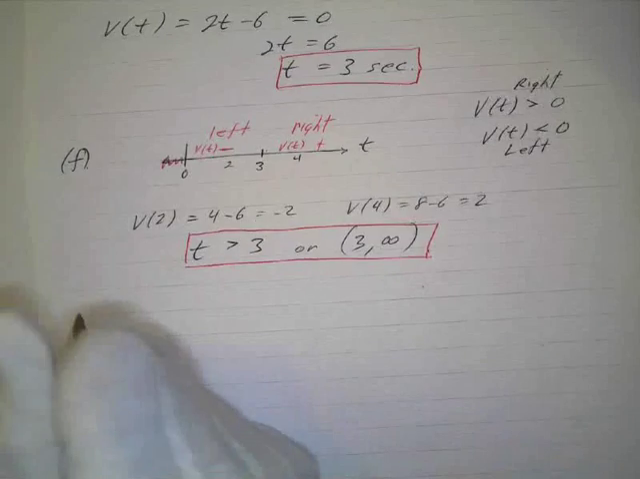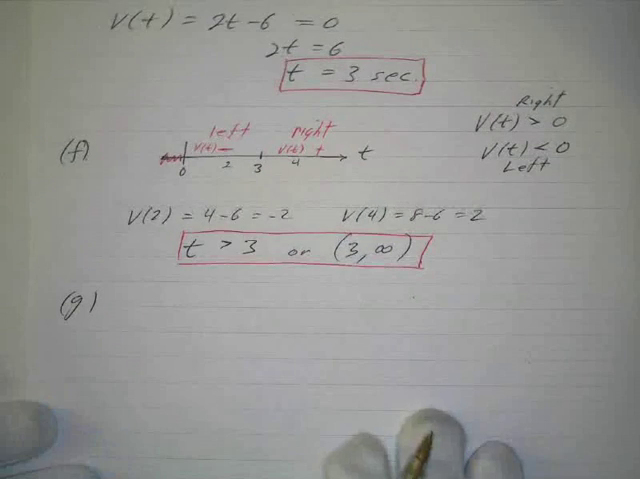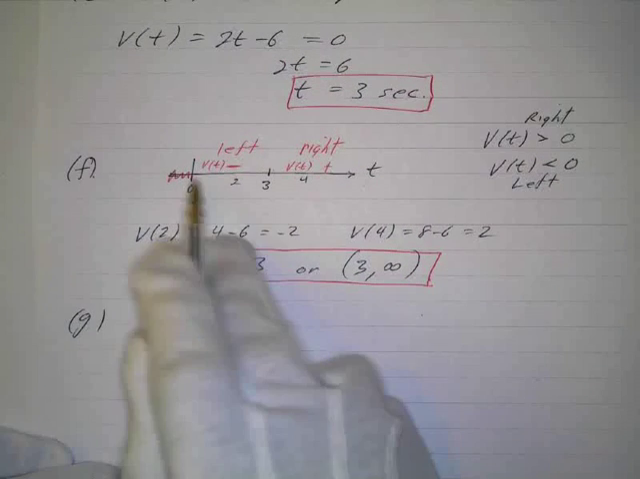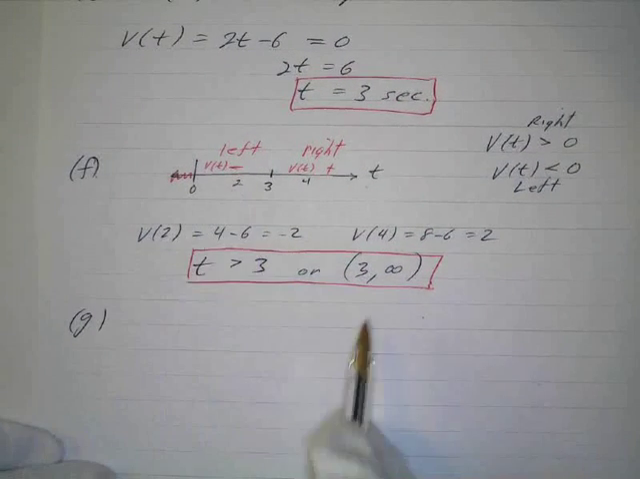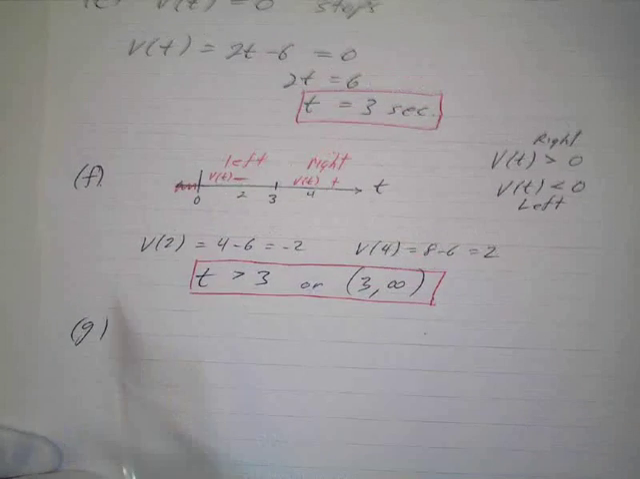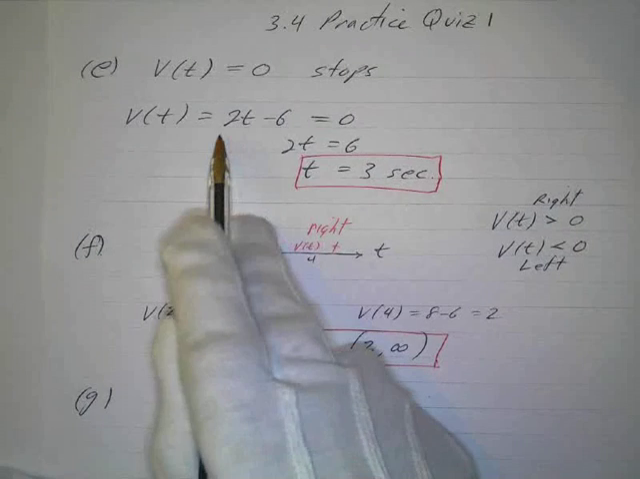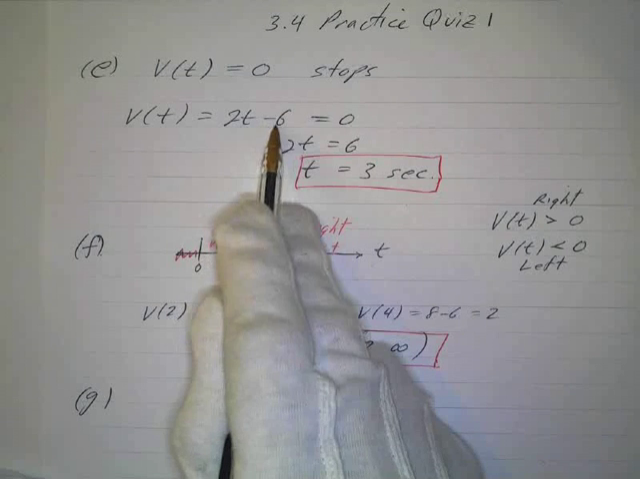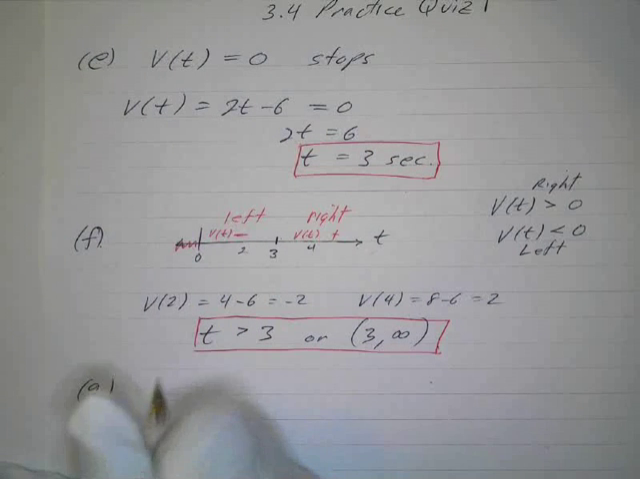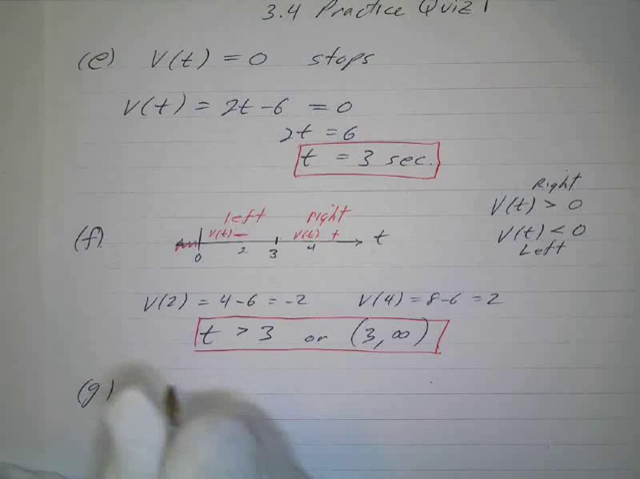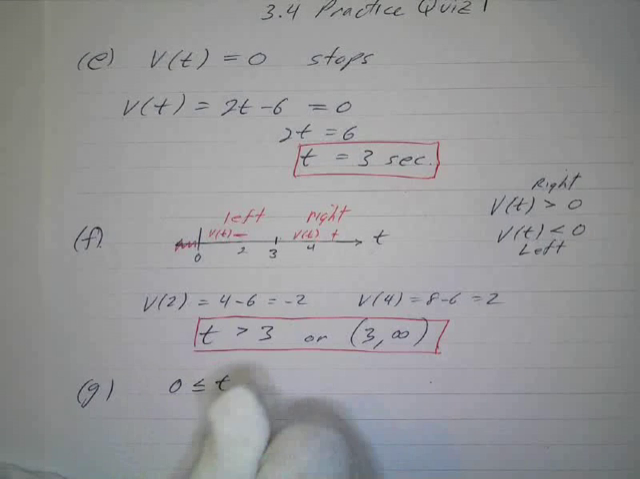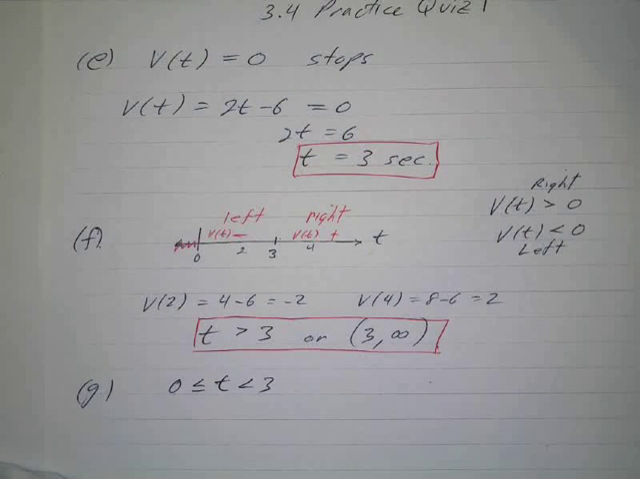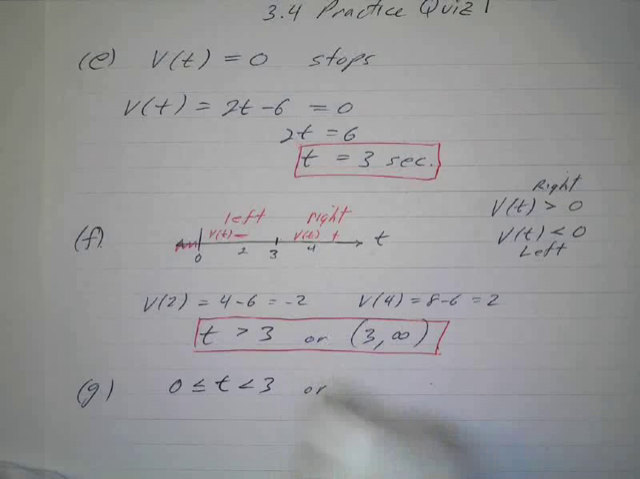And letter G. When is it moving to the left? Well, it's moving to the left here at 0. Now, what's happening at 0? Is it moving at 0? If I put 0 in my velocity, 2 times 0 is 0, so negative 6. So it is moving to the left at 0. So I can say 0 less than or equal to t less than 3, I'm moving to the left.